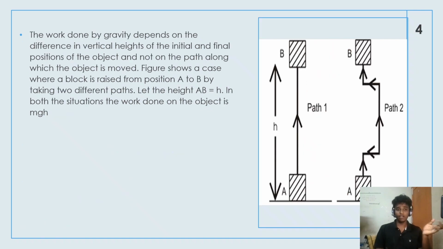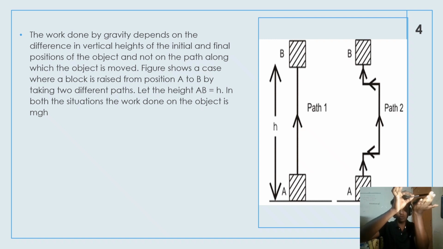And also, here we can see that the work done by gravity depends on the difference in the vertical heights of the initial and final position of the object, and not on the path along which the object is moved. So in this figure, we can see it clearly. Here I am showing you a demo. Look at my hands. Here I'm taking the mouse, and this is the height that I have to take the mouse to. This is the initial position, and I am taking the mouse just vertically. This is path one.